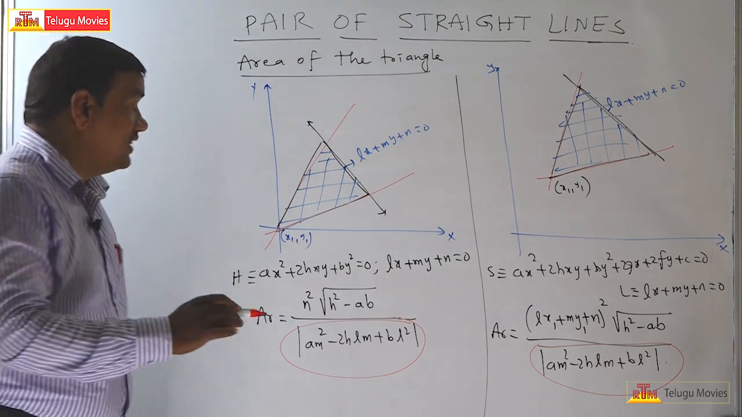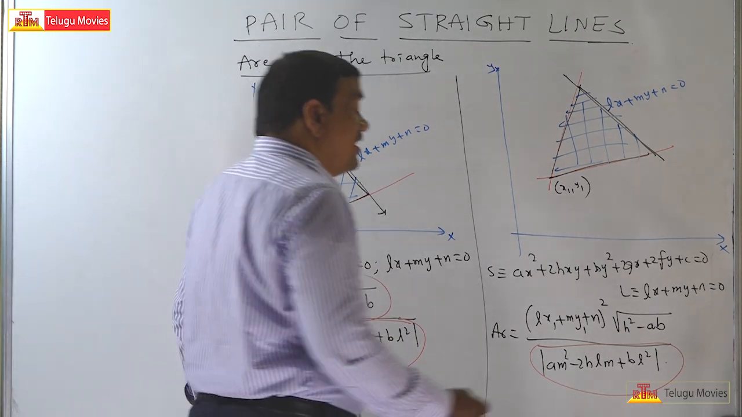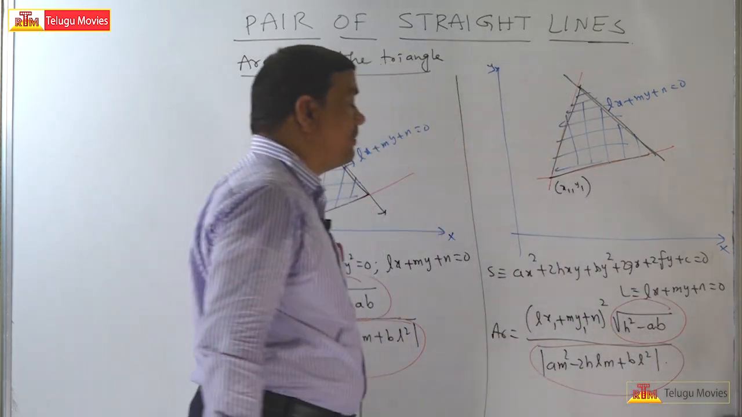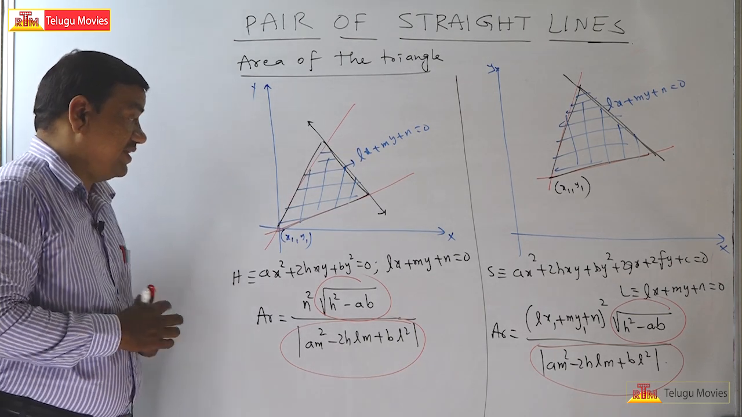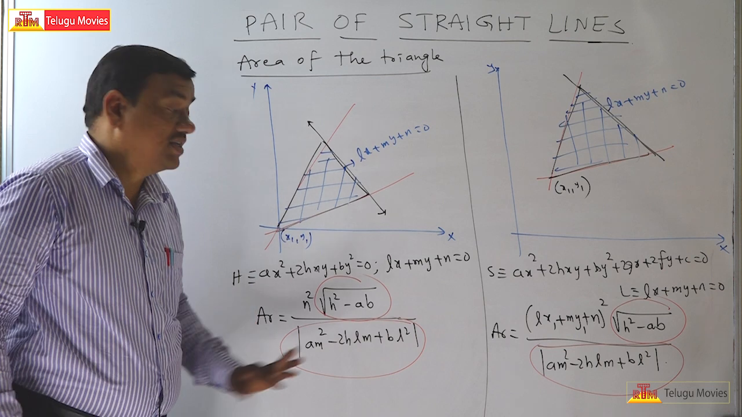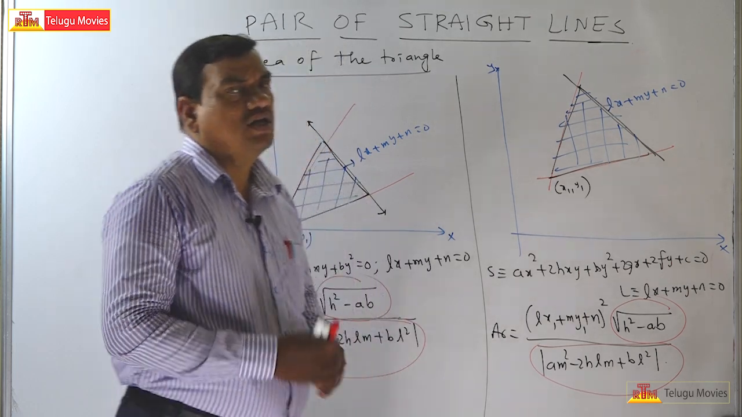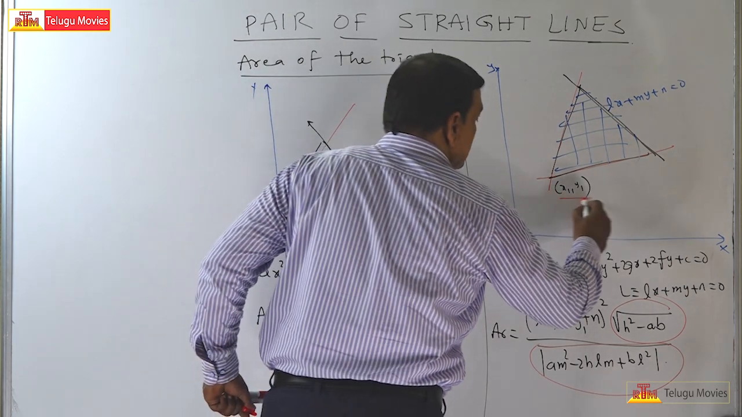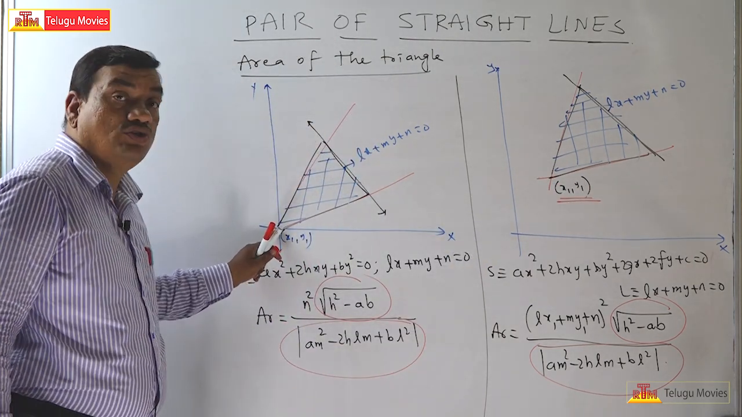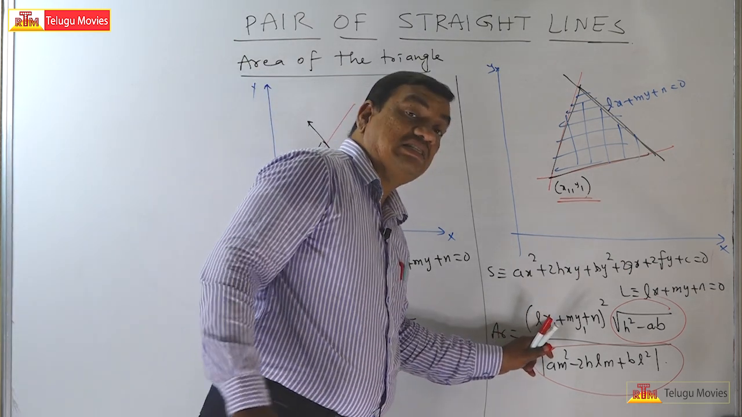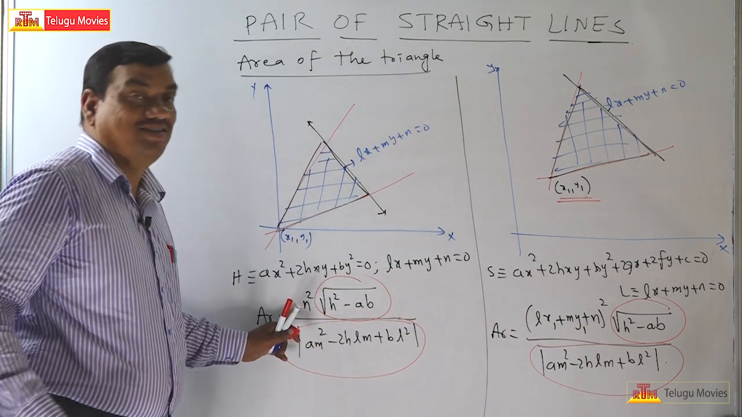In the numerator, here the square root of h square minus ab is there, and here also the square root of h square minus ab is there. Observe the only difference: here n square is there, and here (lx1 plus my1 plus n) whole square is there. Very simple. Here the point of intersection is x1 comma y1. If you substitute x1 equal to 0 and y1 equal to 0, that is 0 comma 0, in place of x1 put 0 and in place of y1 put 0, this whole will become n square, and you will get this case.